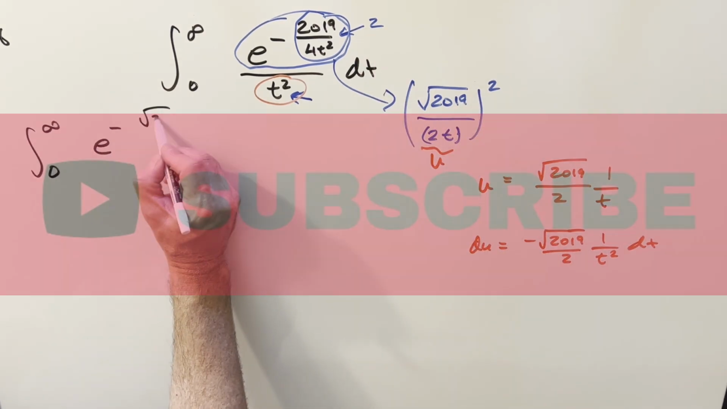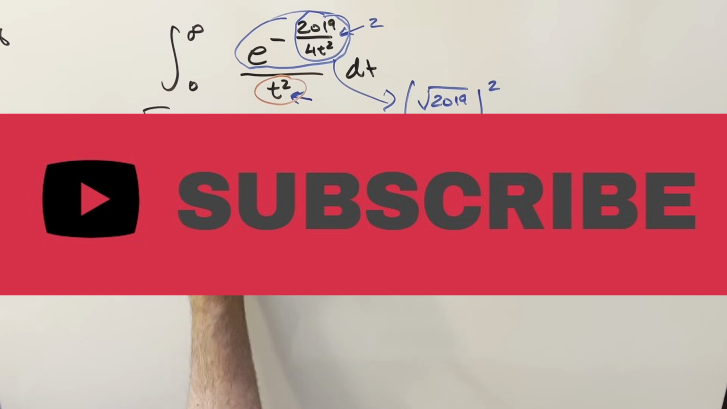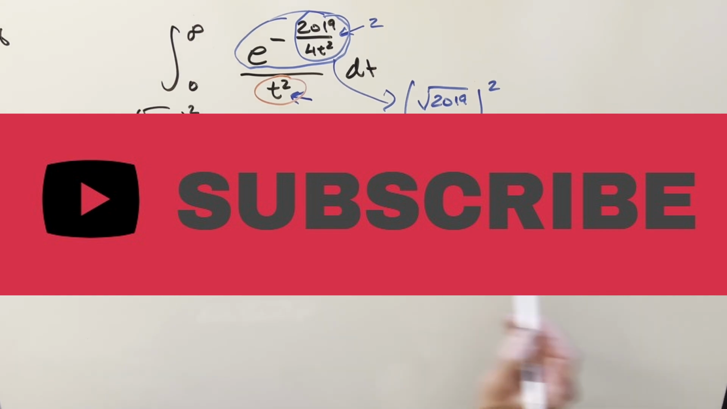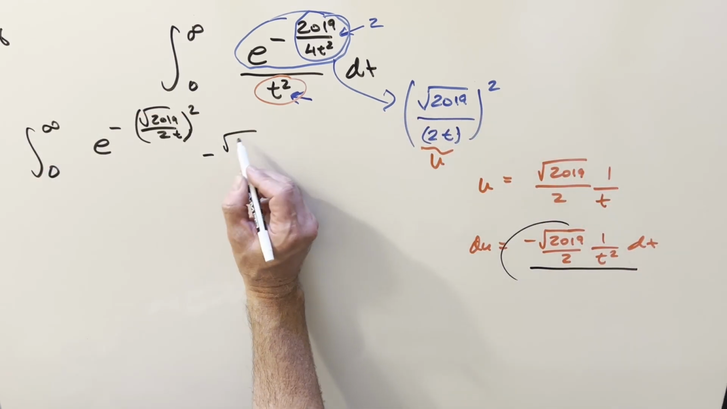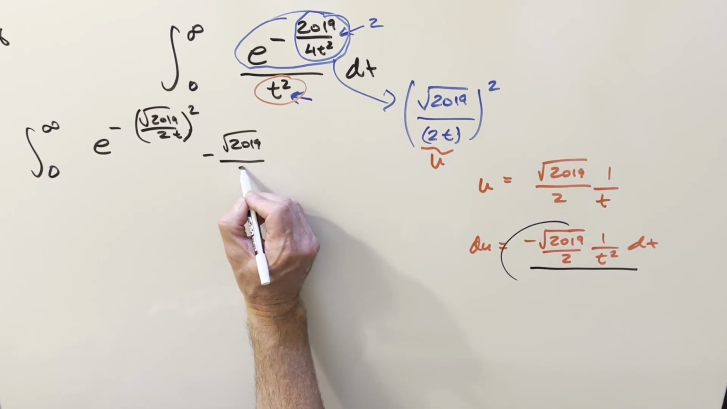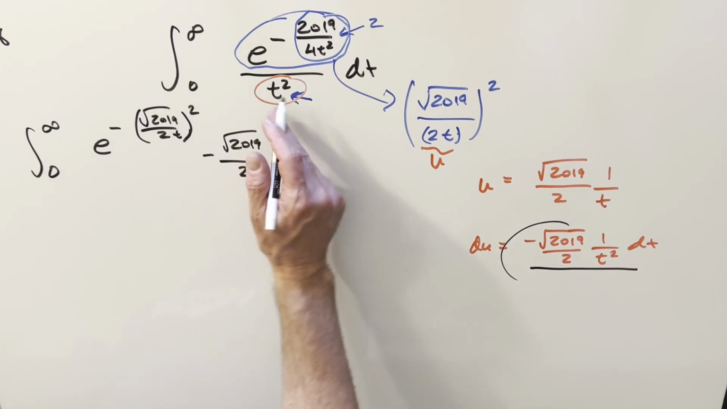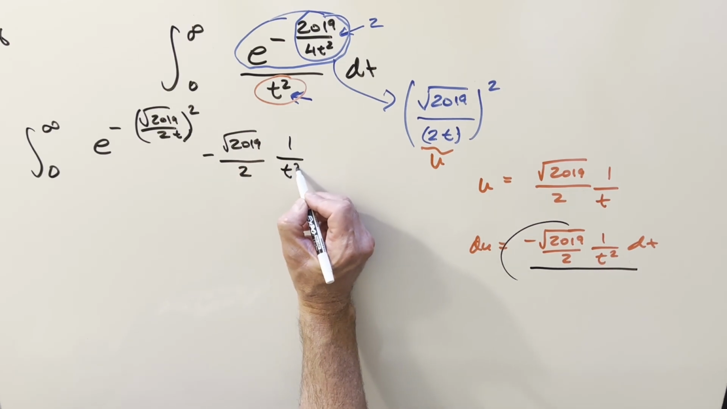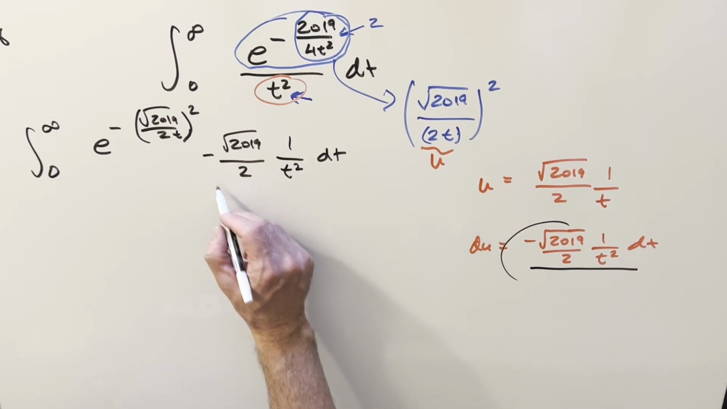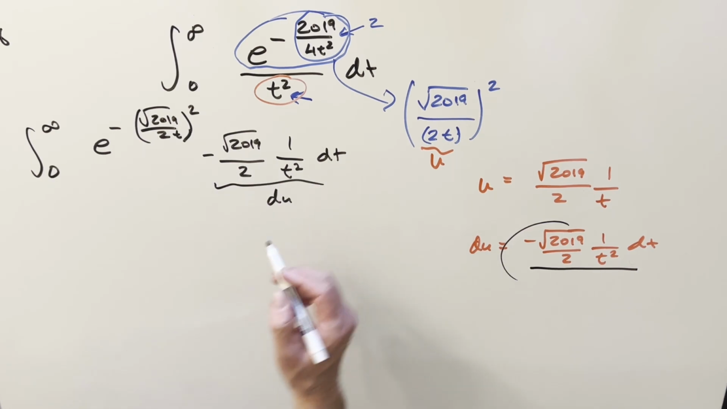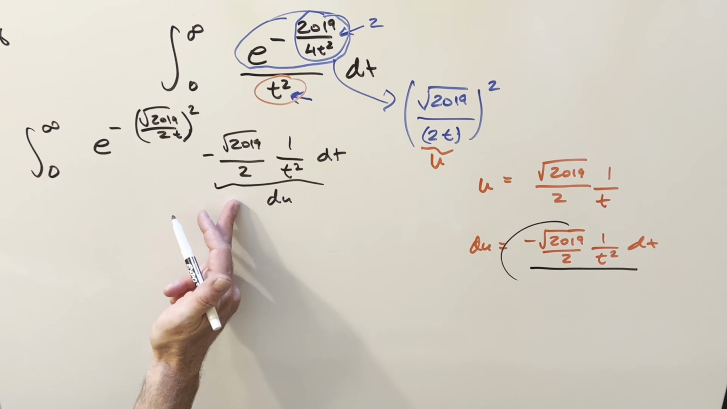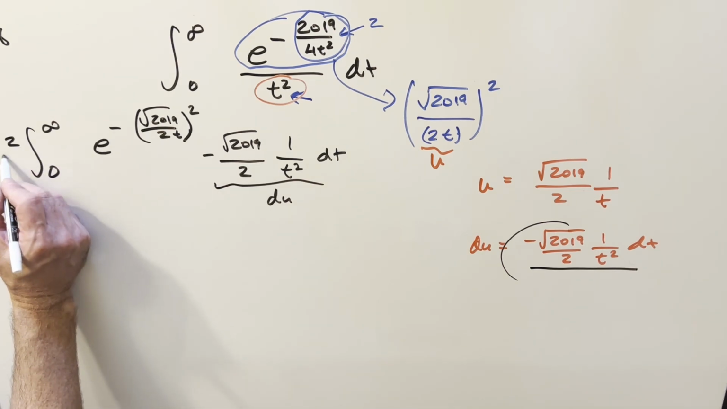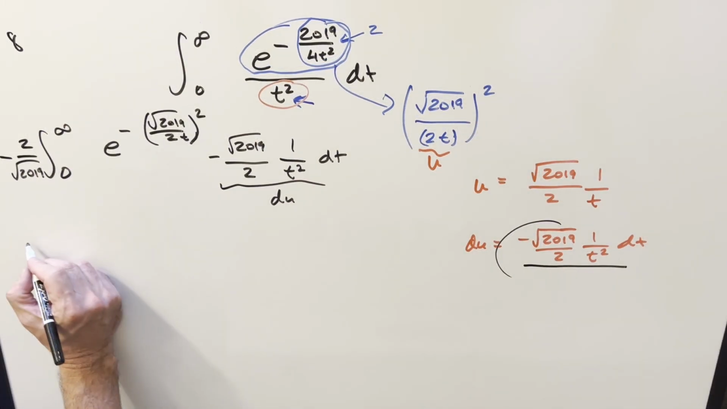So let's write it as square root 2019 over 2t all squared. And then let's kind of force all this stuff in here. So actually I'm going to need to multiply in the constant. So we'll multiply in minus square root 2019 over 2, just taking this t squared all the way out here. So we'll write it as 1 over t squared dt, just so we have all of our du stuff together. But so that I don't change it, I need to multiply by the reciprocal here. So let's multiply that reciprocal out front just so that we're multiplying by 1. And now we can go ahead with this substitution.